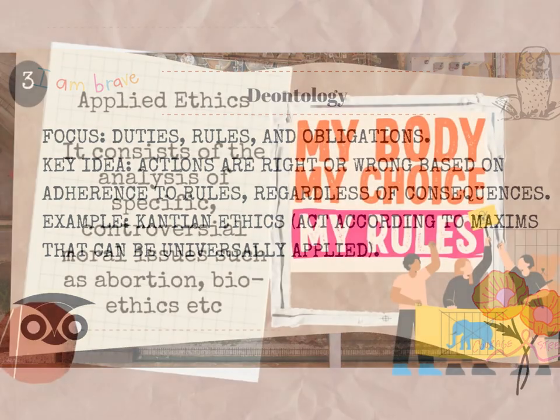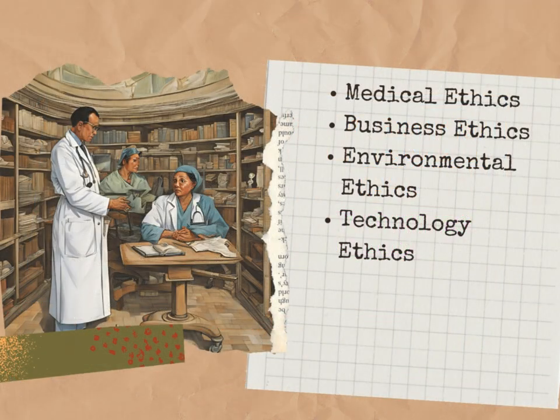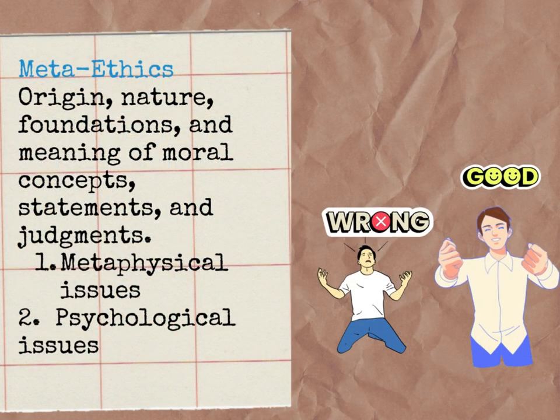We have applied ethics. Applied ethics is a branch in which we analyze specific controversial moral issues such as abortion, animal rights, euthanasia, etc. In this, the major branches we have are medical ethics, bioethics, business ethics, environmental ethics, and technological ethics. And then, last, we have meta ethics.